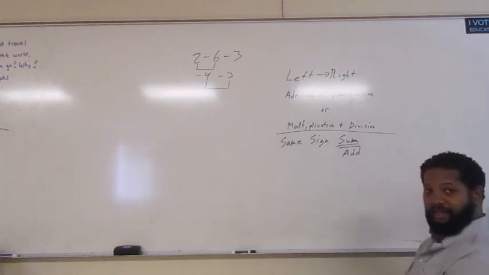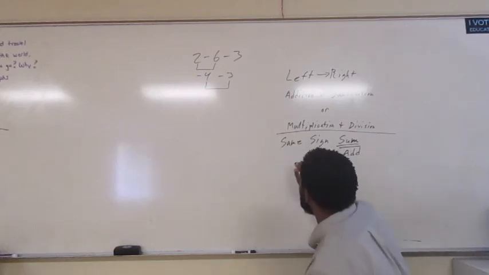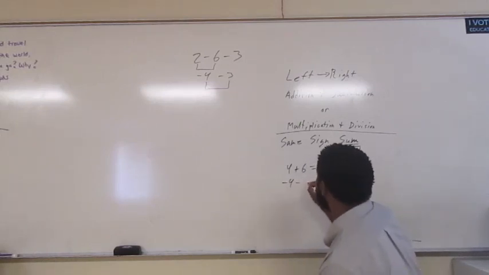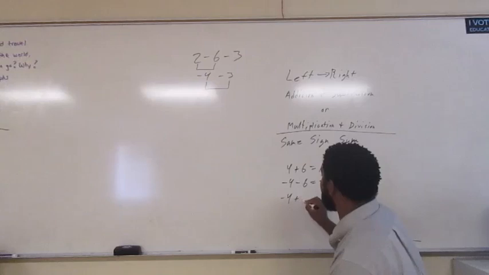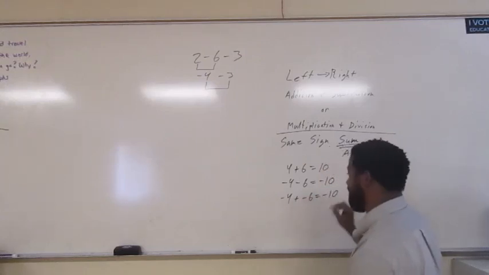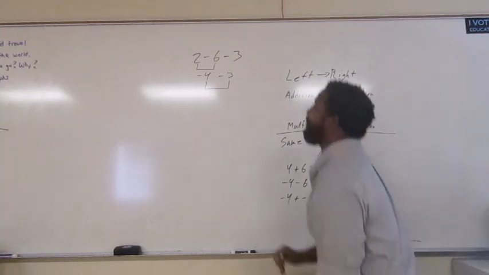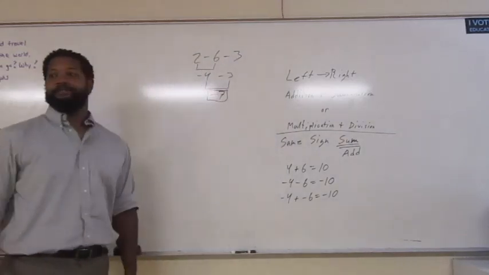Add. Okay? So, when we have same sign sum, this means 4 plus 6 is equal to 10. Negative 4 minus 6 is equal to a negative 10. Negative 4 plus a negative 6 is still equal to a negative 10. That would be equal to a negative 7. Good job. Thank you. So, same sign sum. That's it. Nothing more, nothing less. Negative 7. And that's our answer, okay?